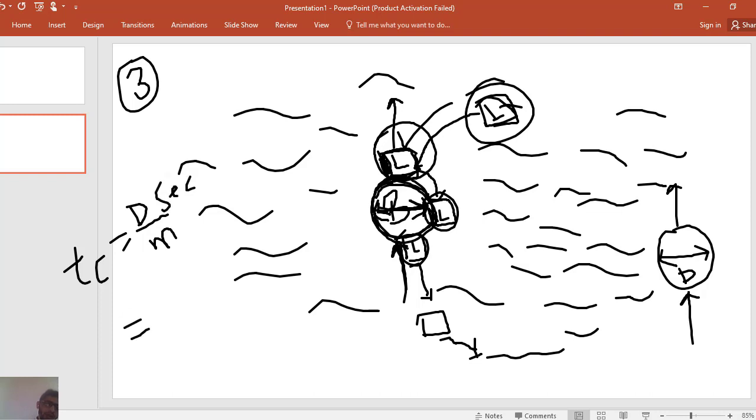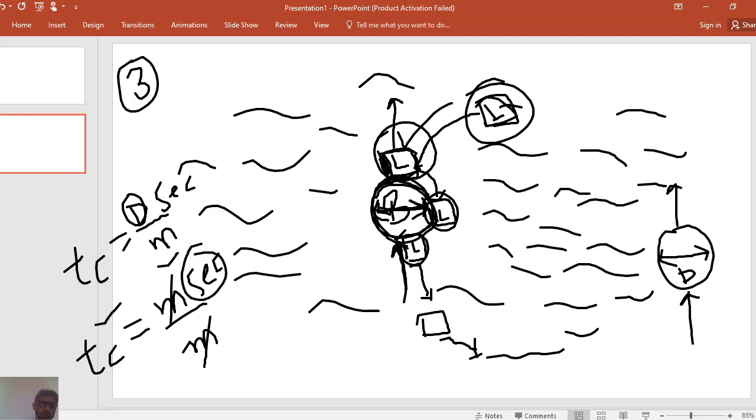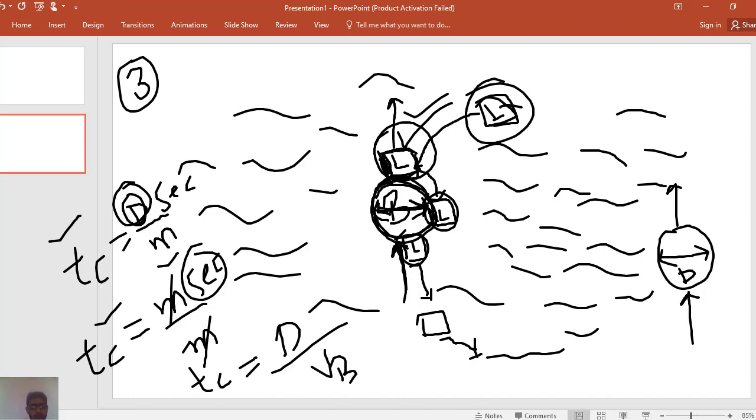Now we know that diameter is also a distance. So it is meter divided by meter per second, which gives second, which is time. So this is the contact time, and the unit is also the same. So the contact time is equal to the diameter of the bubble divided by the velocity of the bubble.